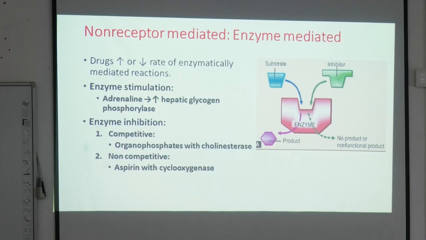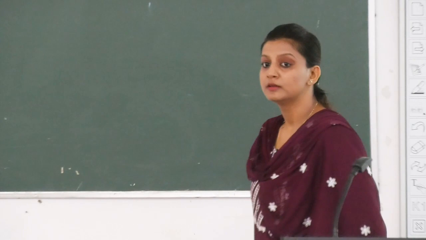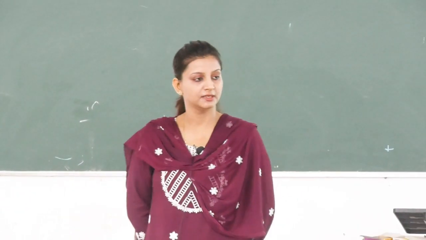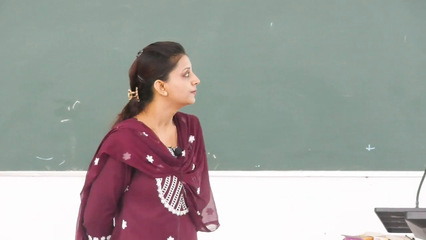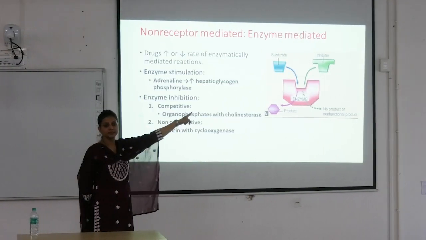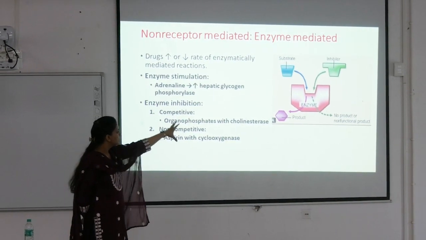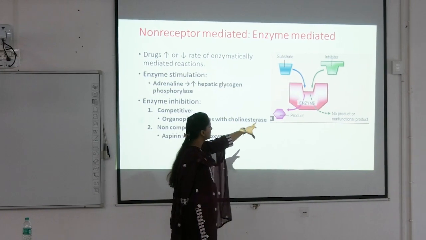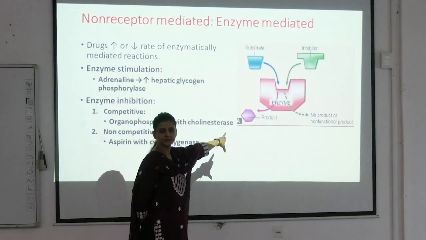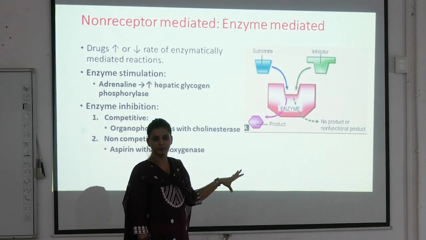There are two types: competitive and non-competitive. Enzyme inhibition means it is blocking the effect. This you have to understand. Look at the diagram. That is the enzyme. A substrate is there, an inhibitor is there. The substrate, normally present in the body, comes and binds to the enzyme, and product is formed. That is producing the normal physiological response.